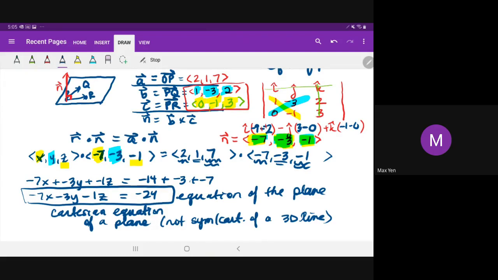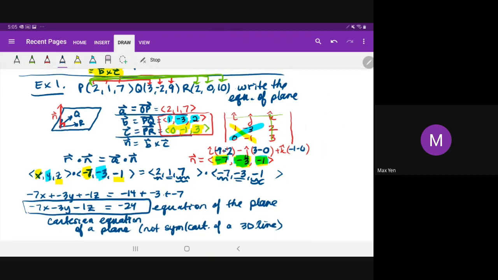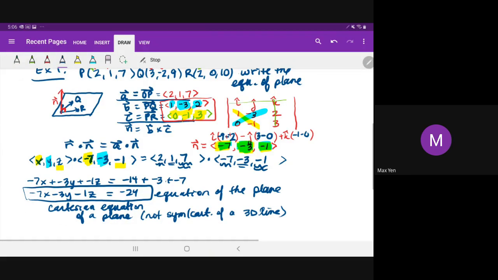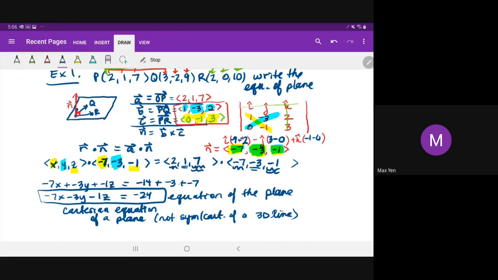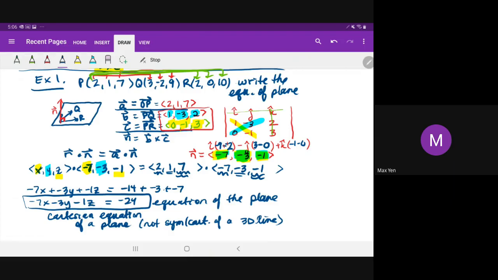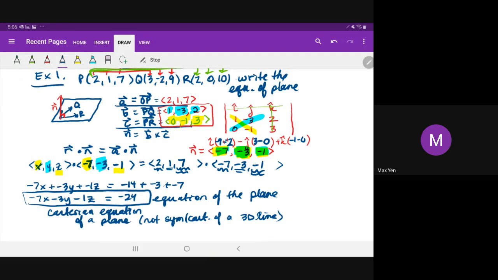Okay, now, you can check one more thing, which I would do if I was taking a test, which is that those 3 points, P, Q, and R, are supposed to be on the plane. So you guys will be able to turn off your microphone, because I couldn't see the Cartesian equation of the line. Do you see that equation of the plane?